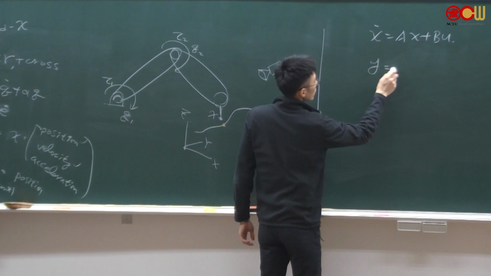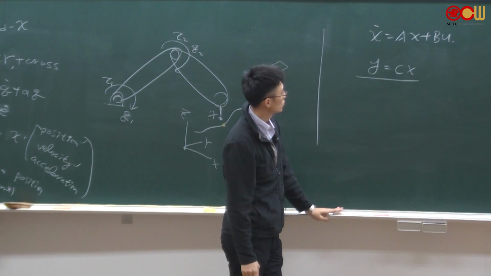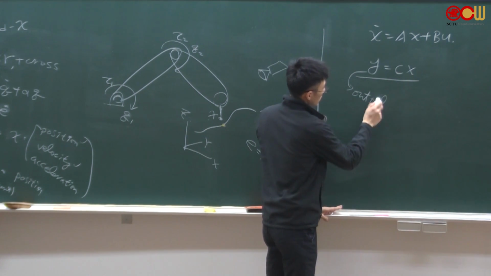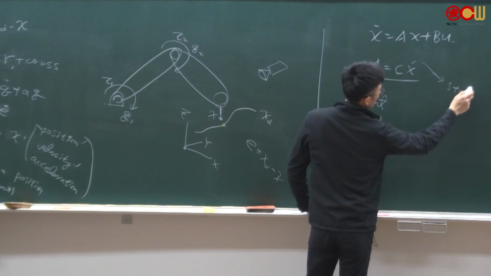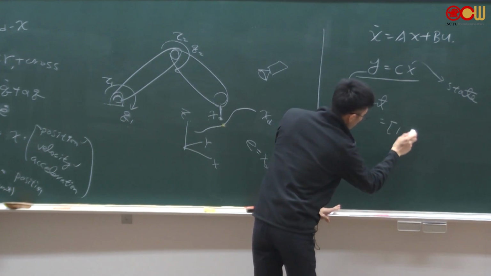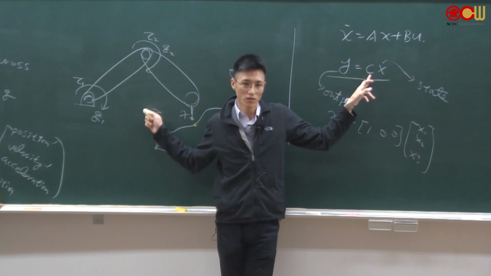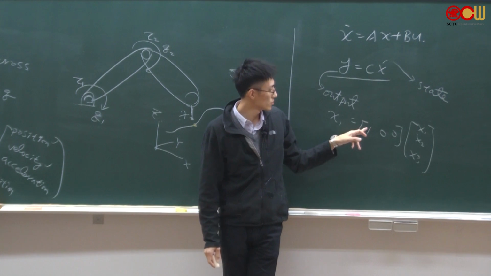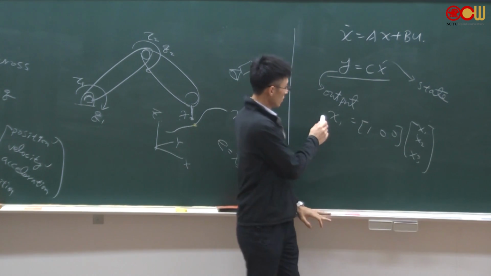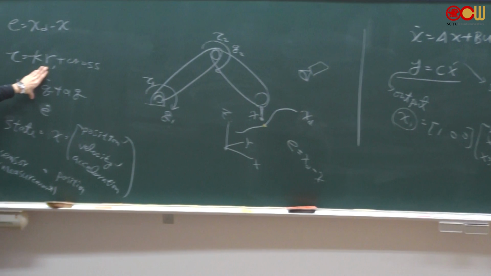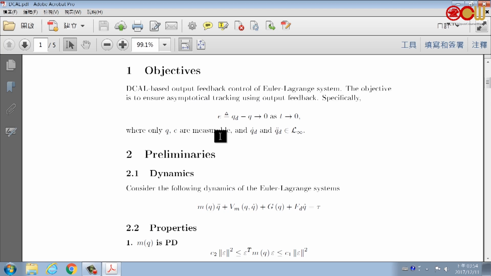In the linear system, usually we have this equation, which says that Y is the output, and this is the state. Okay, if C is 1, 0, 0, X is your state, and C is the measurement matrix. In this case, you can only measure a position, right? So this measurement matrix will be 1, 0, 0, which means this output is only position. Okay, you cannot measure the full state. The velocity term is required for control. So that's the motivation for DCAL-based control. Okay, it's an output feedback. It's not state feedback. Here we call it output feedback.